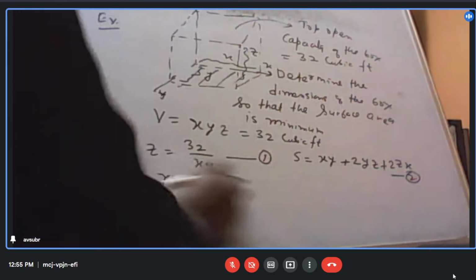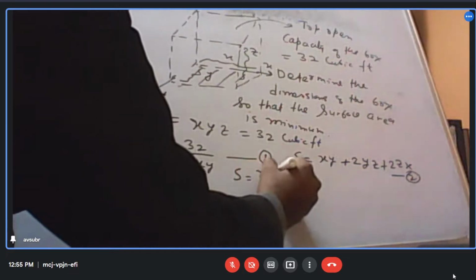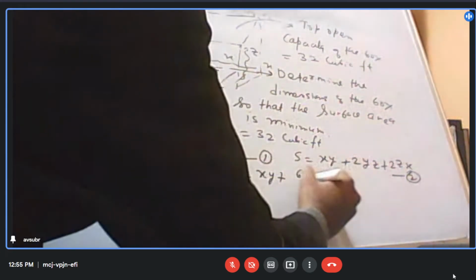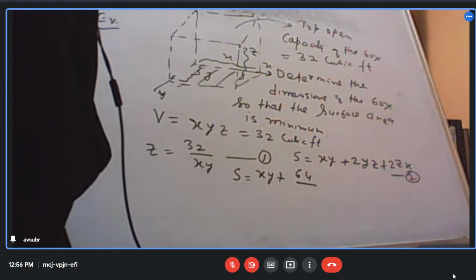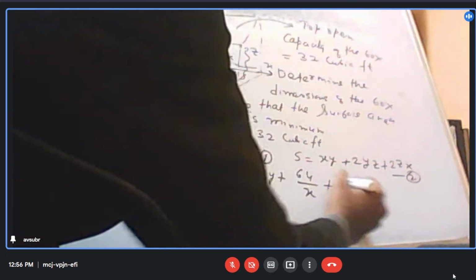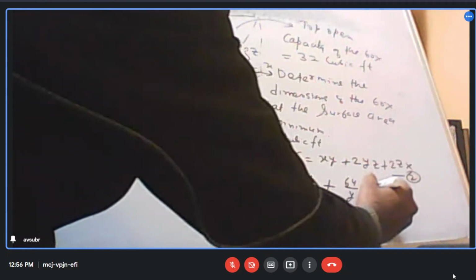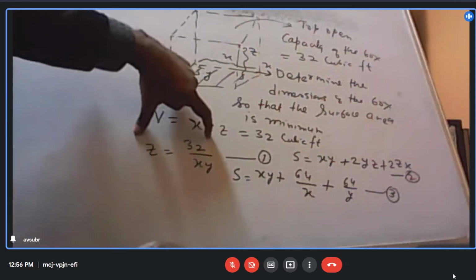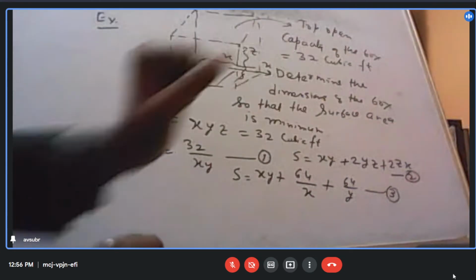Okay, I do one more thing before this. I put the value of this z in this one. So this will be 64 by x, and if I put z over here, then it will be 64 by y. This is equation number 2. From equation 1, I have put the value of z in equation number 2. So I have removed z altogether.